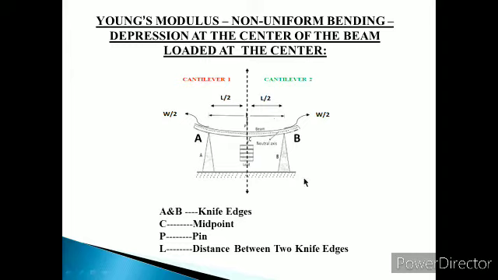Just listen to this diagram. A and B represent the two knife edges. C is the midpoint of the beam. P represents the pin. It is used as a reference position to take the reading using a microscope. We are going to discuss this in the experimental technique. L is the distance between the two knife edges, that is nothing but the length of the beam.